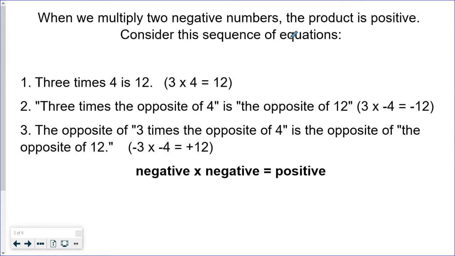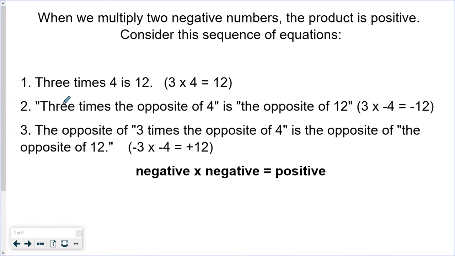Consider this sequence of equations. Let's say I take this multiplication problem right here. 3 times 4 is 12. So I'm going to write that out. 3 times 4 is 12. Well, I know that when you take a positive number and multiply it by another positive number, I'm going to get a positive answer. Okay.